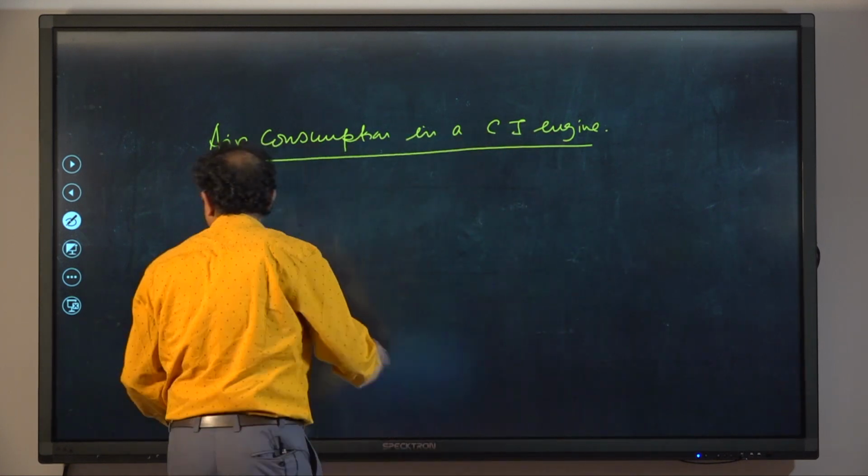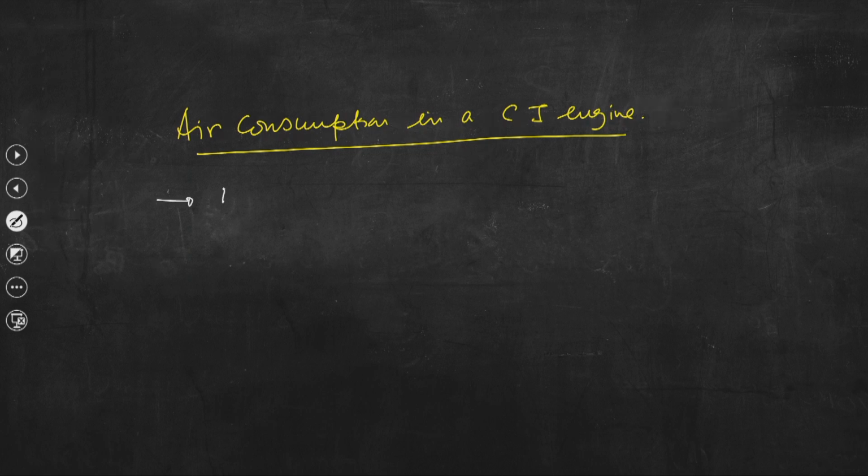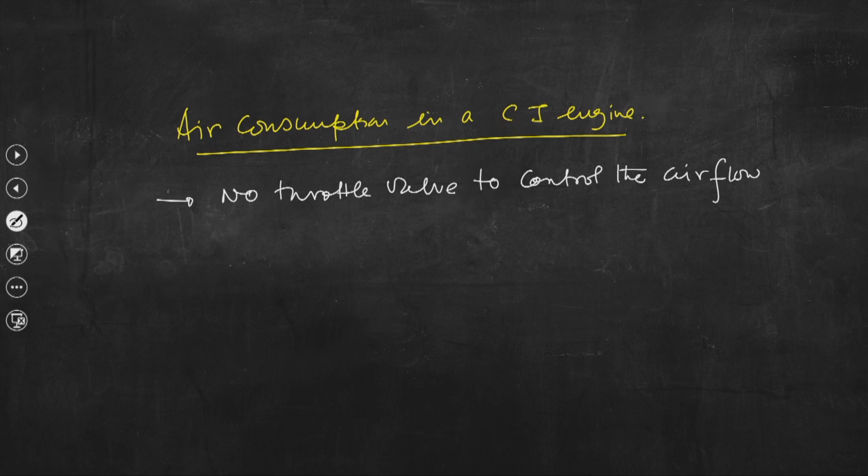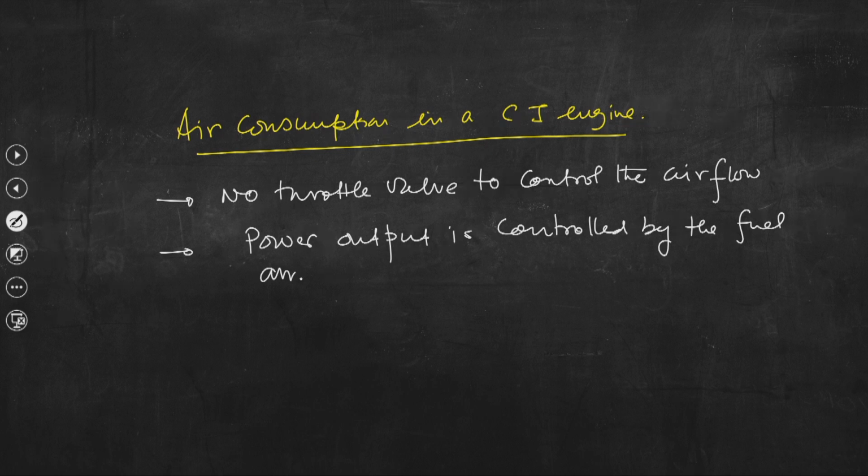So, let me write here 2-3 lines. No throttle valve to control the airflow, right, that is important. Power output is controlled by the fuel amount. That means for a given engine speed this is true, but if engine speed increases, certainly the amount of air to be drawn into the engine cylinder will be more, then frictional loss also will be more.